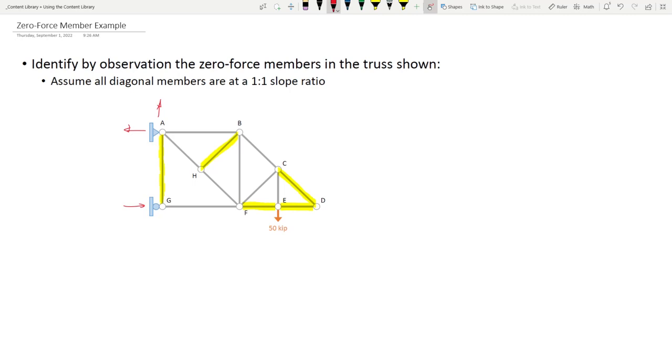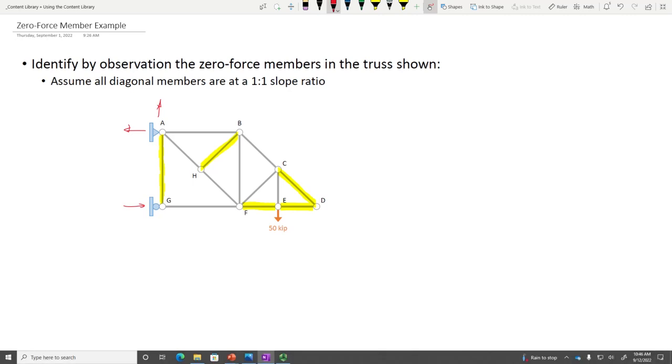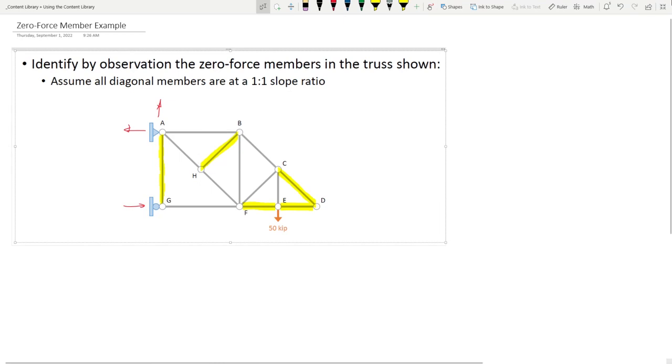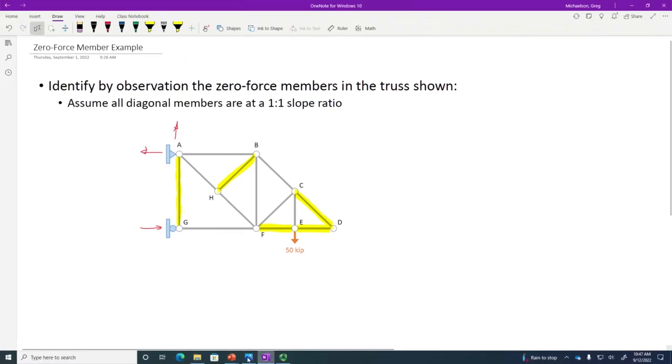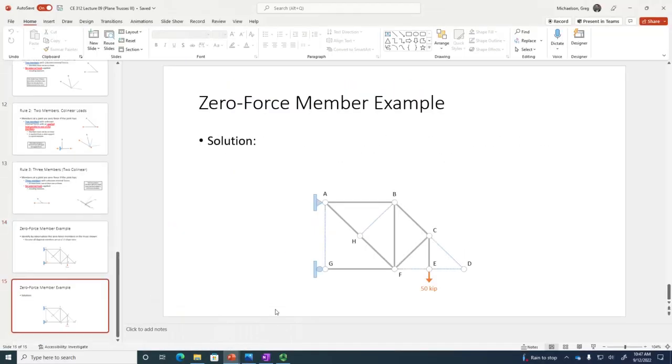Let me make sure, because I had this solved out. It would be pretty embarrassing if I missed one. I don't think I did. Yep, I got all of them. Okay. Any questions?